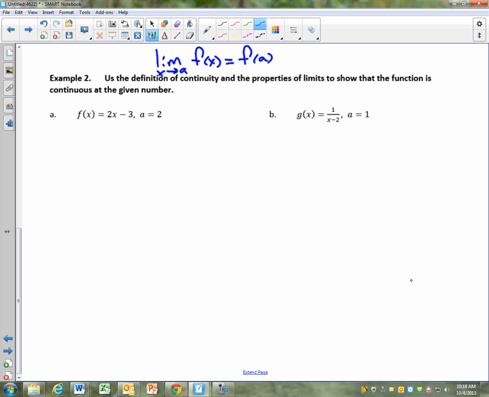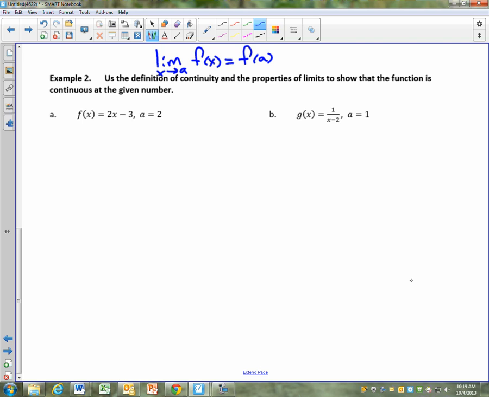Okay, so this is going to look really straightforward, but this is more of a "yay, we can finally do this type of problem." f of x is equal to 2x minus 3, a is equal to 2. We want to use the definition of continuity and properties of limits to show that the function is continuous at the given number. So what I can first do is this.